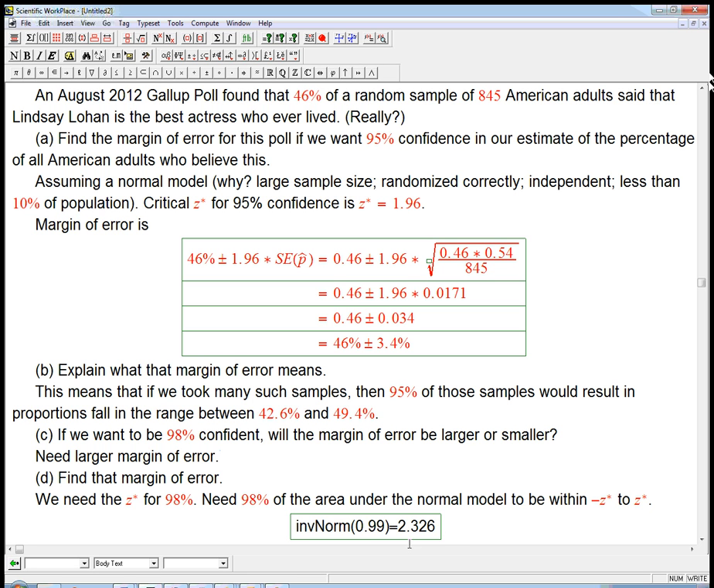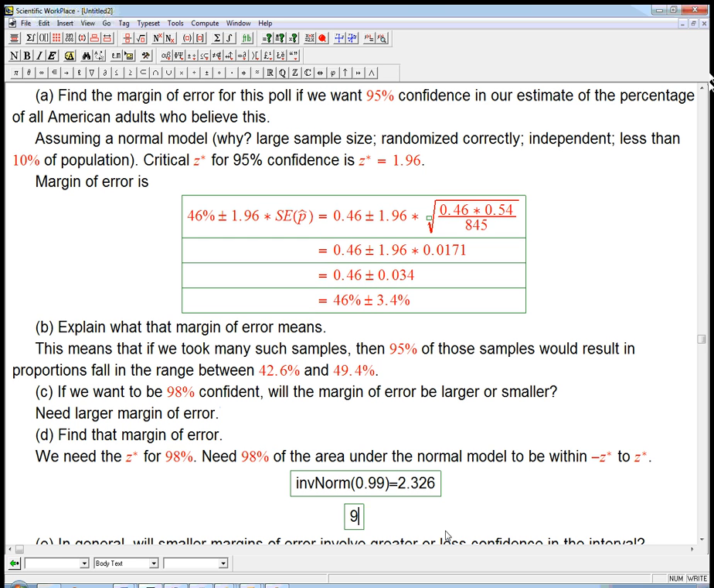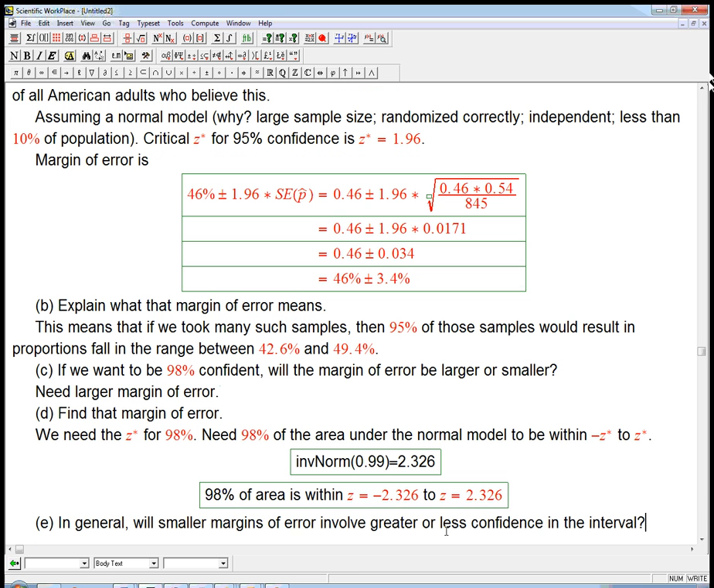So that means 99% of the area will be below z star, which is 2.326. So if we do the symmetrical version, it means that 98% of the area is within z equals minus 2.326 to z equals 2.326. Okay, so that's going to be our z star value. That's a little bit tricky, but it's doable.